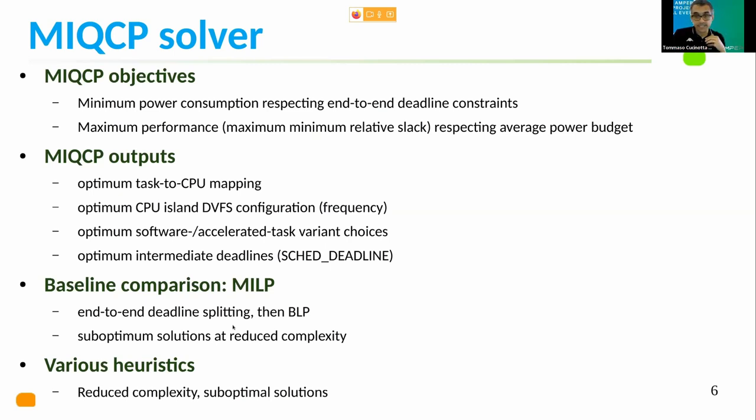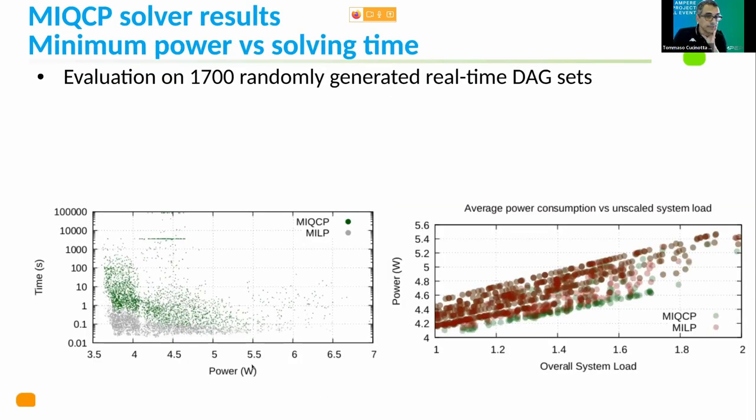Basically, we can compare experimentally this optimization approach with the baseline technique, which fundamentally performs first an end-to-end deadline splitting and then applies a MILP that actually collapses into a Boolean linear programming optimization problem. This is useful because once you fix the intermediate deadlines, the problem reduces in complexity. It is no more quadratic, and we can compute solutions faster, albeit we lose optimality. So we can compute suboptimal solutions this way at reduced complexity. Also, we developed a number of heuristics to deal with this MIQCP problem, but I'm not talking about them for the sake of time.